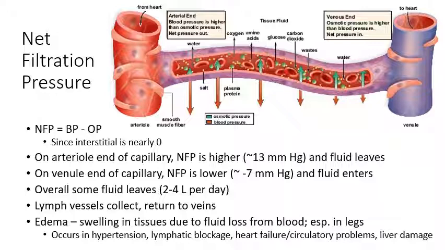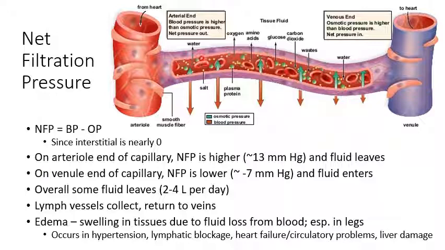Since that's a positive number, water is going to be pushed out of the capillaries overall. So water will be leaving the capillaries on the arterial end. On the venule end, where you have the lower blood pressure, the NFP is going to be lower. Actually, it's going to be -7 millimeters of mercury, roughly, for most capillaries. But it should be less than zero for all the capillaries, which means that on the venule end of every capillary, water is going to be returning into the blood from the tissue.